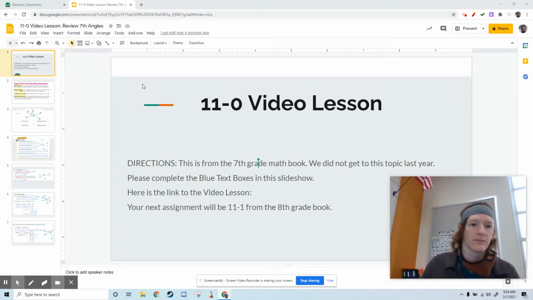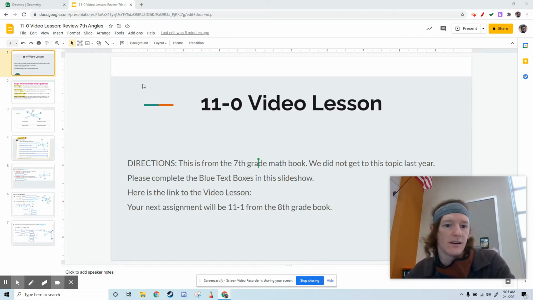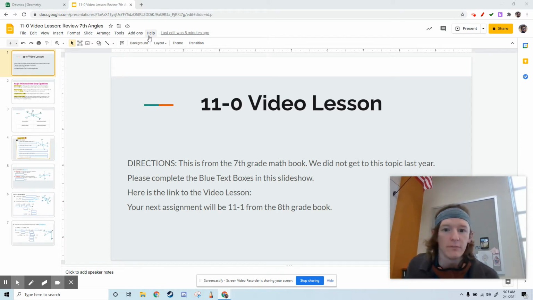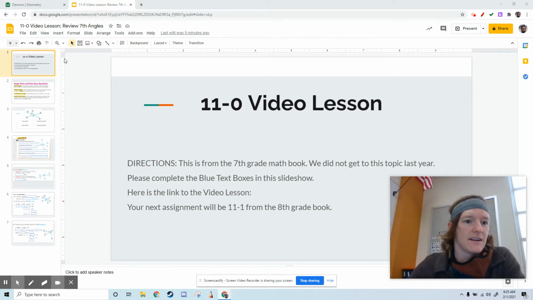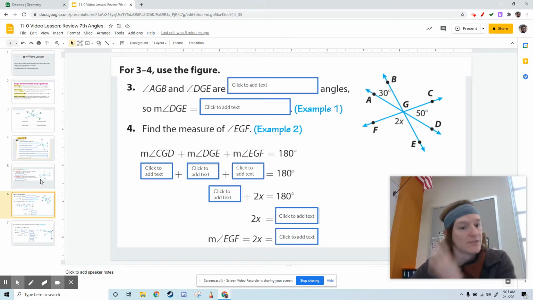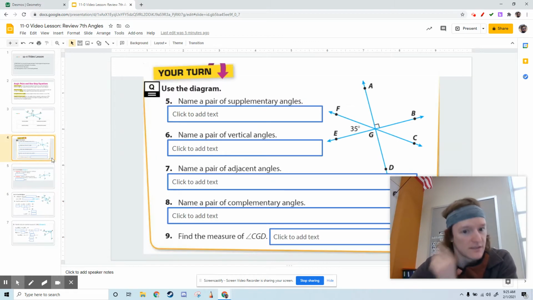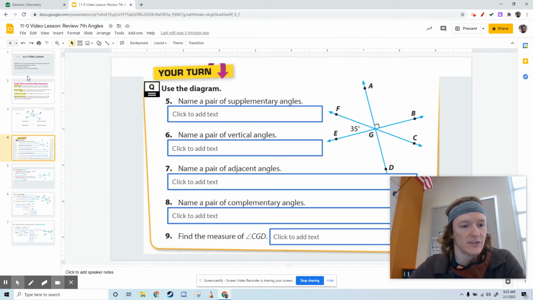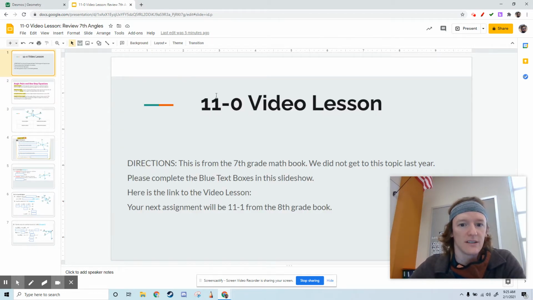This is going to be an 8th grade video. In this video lesson, we're going to be reviewing some angle topics from the 7th grade math book. So what we'll see here on this first slide, I'm going to go through these slides, and what you'll need to do for this video lesson is add text to all these blue boxes on the last few pages here. So I'm going to go through this lesson.